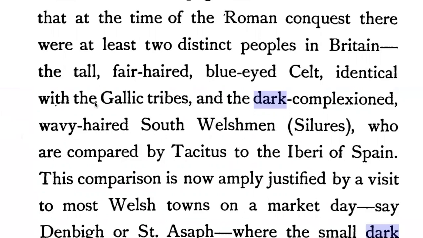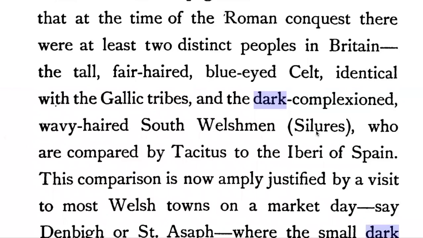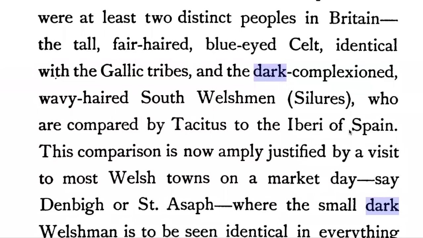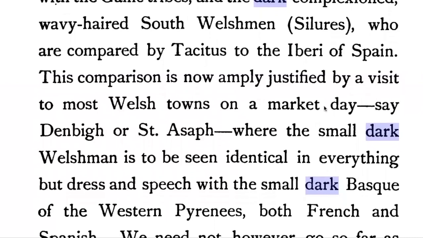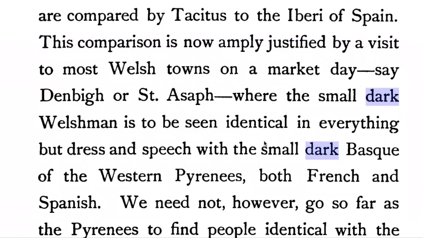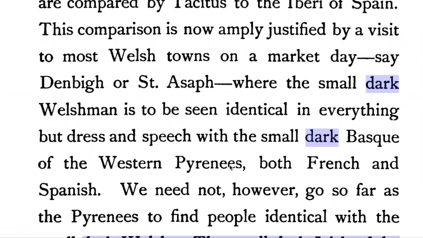So wavy-haired South Welshmen, the Silures, as they were called, who are compared by Tacitus to the Iberians of Spain. This comparison is now amply justified by a visit to most Welsh towns on a market day, say Denbigh or St. Asaph, where the small dark Welshman is to be seen identical in everything but dress and speech with the small dark Basque of the Western Pyrenees, both French and Spanish. All right, he just told you straight up that all these people are dark, even though they're different people. He said dark Welshmen and the dark Basque.